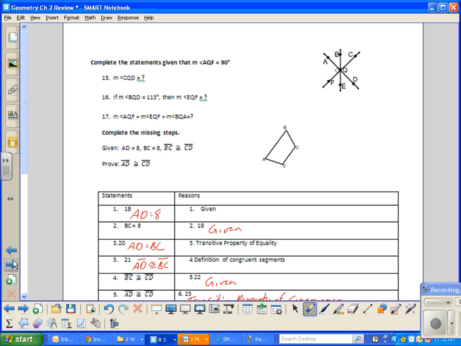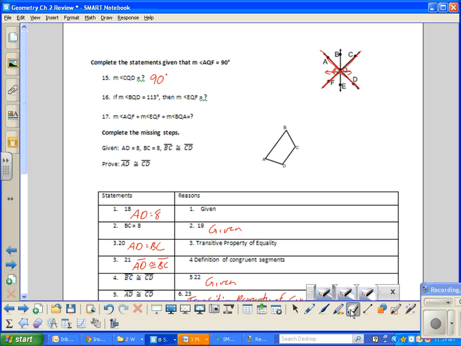Alright, so then 15 here, complete the statements given that the measure of angle AQF equals 90 degrees. So AQF is 90 degrees, and it's right here. We want to know the measure of CQD, which is straight across from it, or it's a vertical angle, and we know that vertical angles are congruent. So since AQF is 90 degrees, then CQD should be 90 degrees.